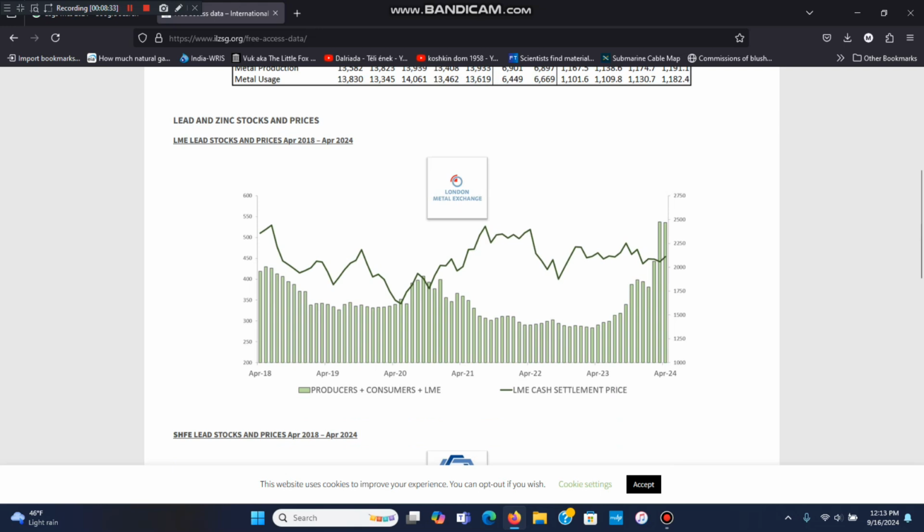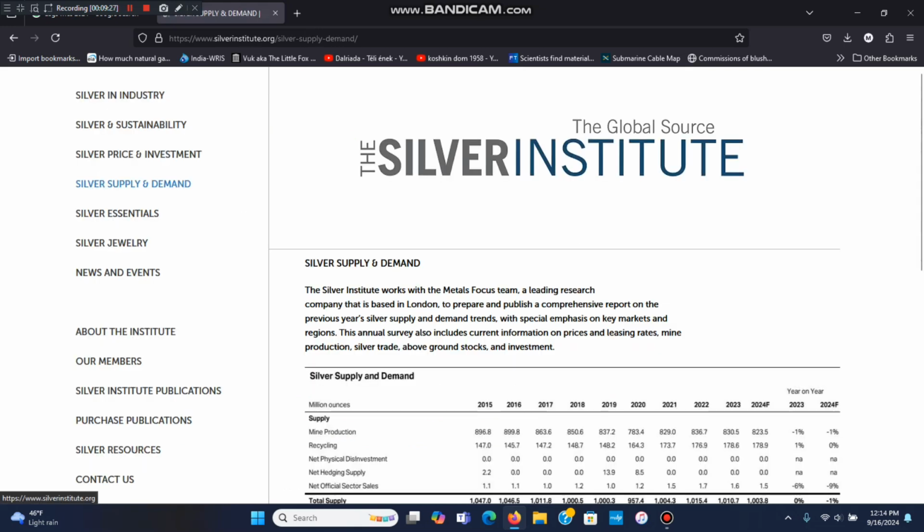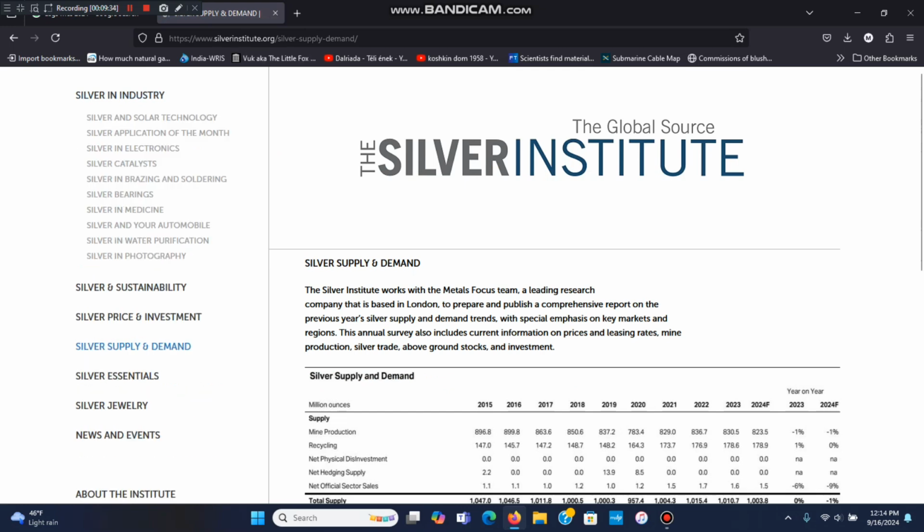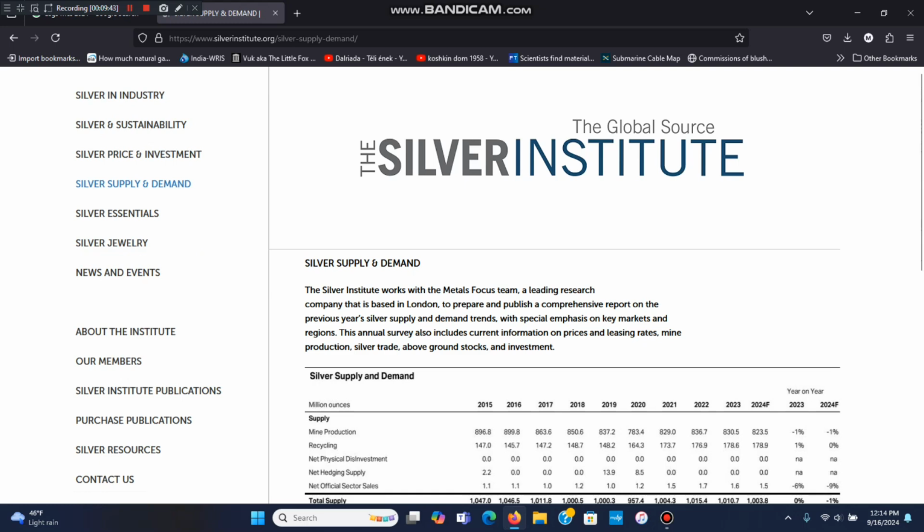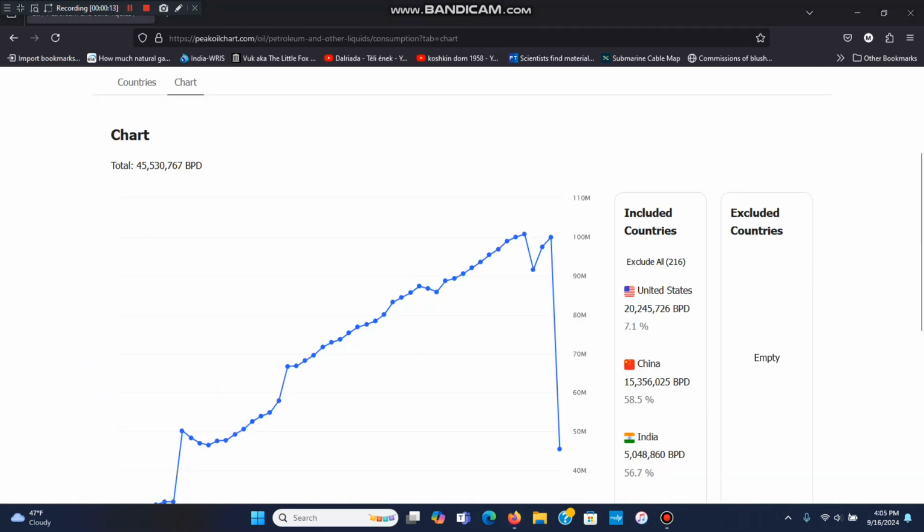price is over here. The amount in thousands of tons in storage is on the left. And of course, there's also the Silver Institute, or silverinstitute.org, and they have the different categories you can look through, such as the different breakdown of silver in different industries, the largest consumer of which is photovoltaics or solar panels now. One other site you can go to is also peakoilcharts.com.